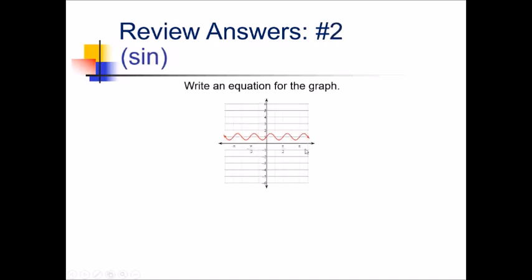To write an equation for this graph, let's start by picking a function. You could go either sine or cosine, and I'll show you both. But let's start with sine. So a sine of b of x minus h plus k. Let's go ahead and find our a value.